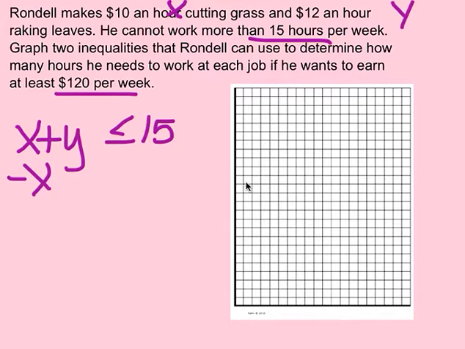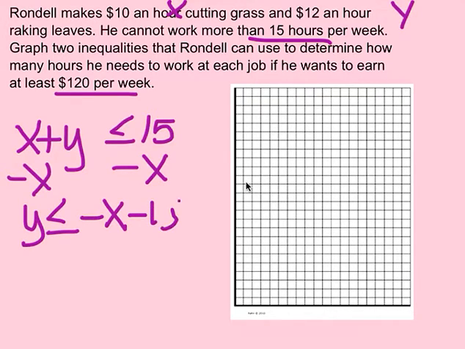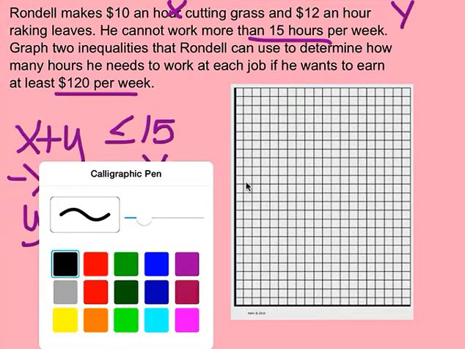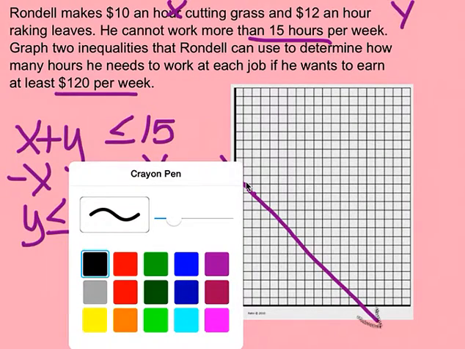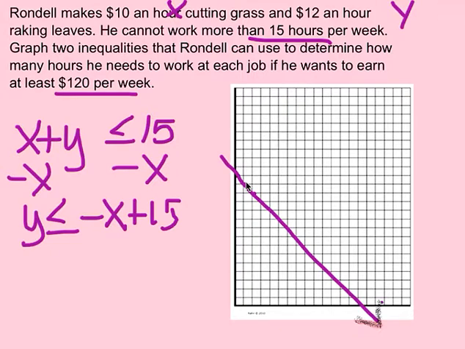So I'm going to subtract x from both sides. Then I get y is less than or equal to negative x plus 15. So let's graph that. We're crossing the y-axis at 15. So it's 3, 6, 9, 12, and here's 15 right here. Then I'm going down 1, right one, down one, right one. And it's going to be a solid line. So I know I cannot work more than that, so I'm going to shade down.